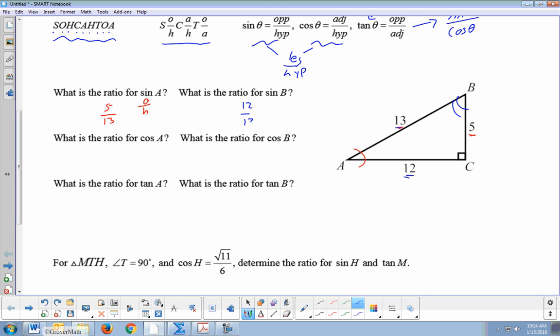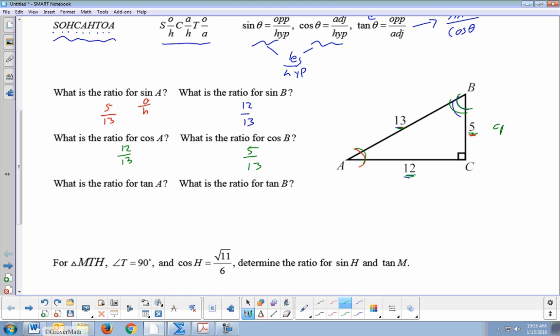How about cosine? Cosine A, adjacent A over hypotenuse, 12 over 13. For B, cosine B, adjacent to B over hypotenuse is 5 over 13. And you'll notice that sine A and cos B are the same, and sine B and cos A are the same because flip-flopping from angle A to B also flip-flops what's opposite and adjacent.